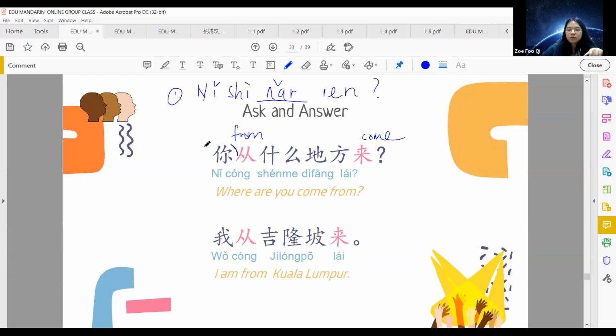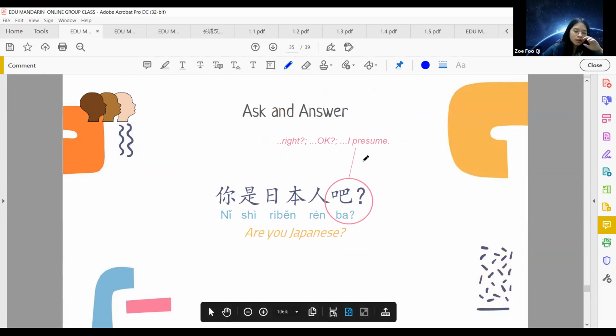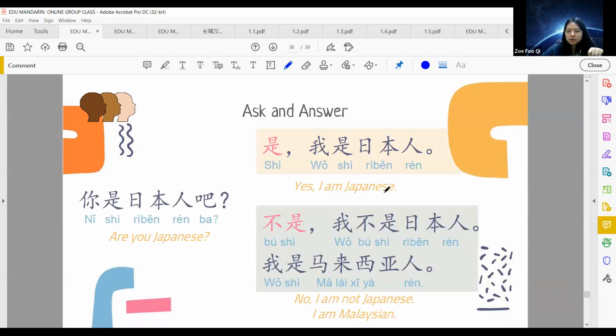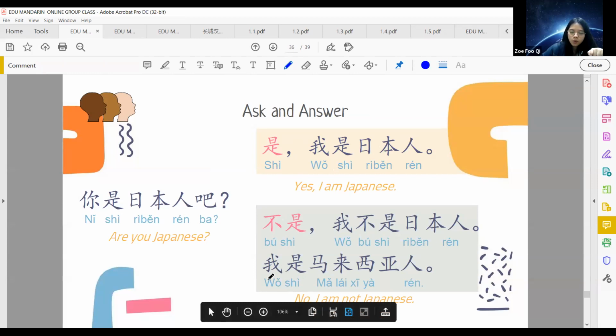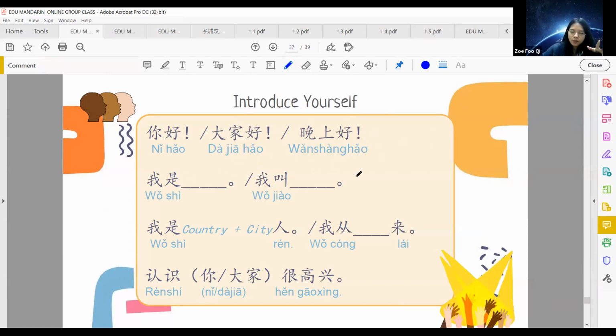So we have to reply this one. We change this one to I, this one remains, then we answer this one. So, yeah, 我从, and then answer the question, and then 来. And then this one is 吧, which is like, you presume, putting it at the back to confirm, right? 你是日本人吧？是，我是日本人。Yes, I'm Japanese. 不是，我不是日本人，我是马来西亚人。Okay. So this one is a simple way to introduce yourself. You pick either one.